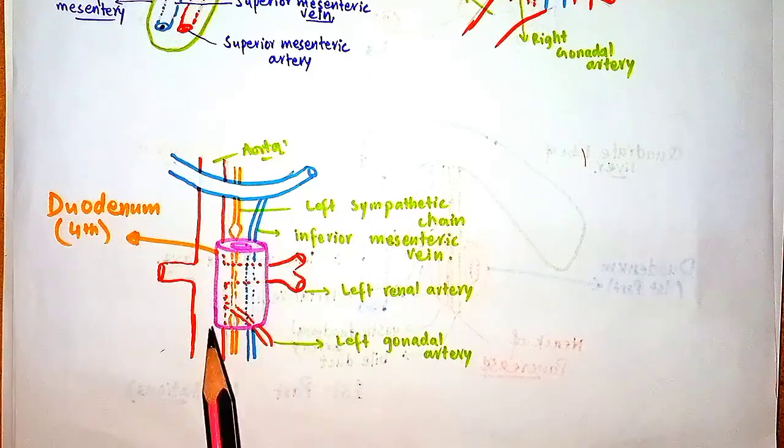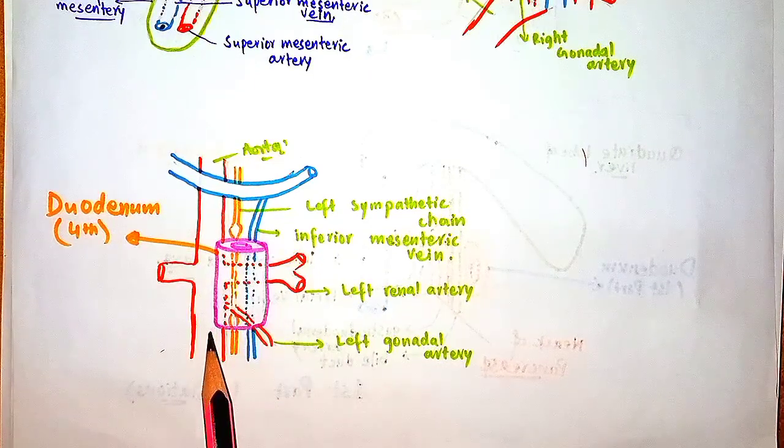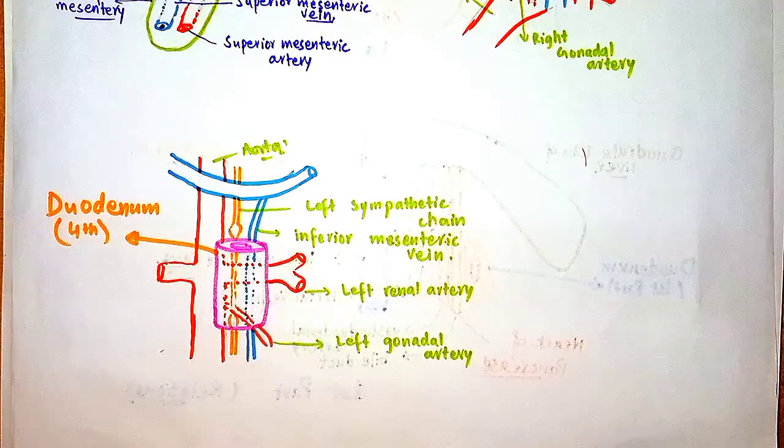So these are the relations of the fourth part of the duodenum. This is all about the relations of the four parts of the duodenum.